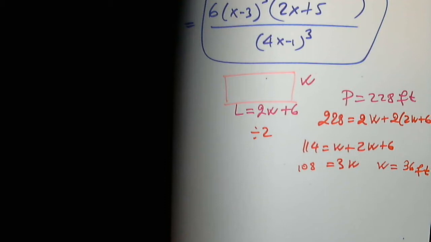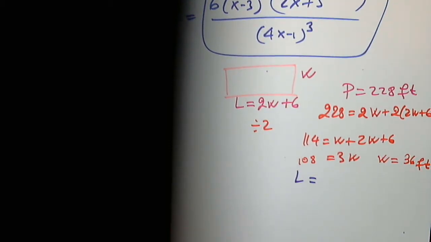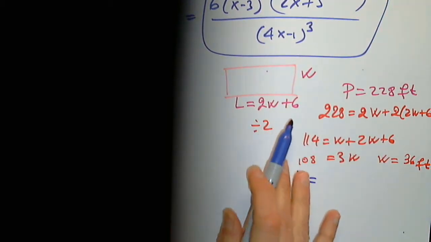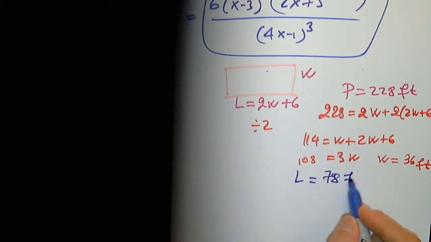If the width is 36 feet, then how much is the length? 72 plus 6, 78. And yes, I have to go back and check. You should always do that. Very good. Anything else?